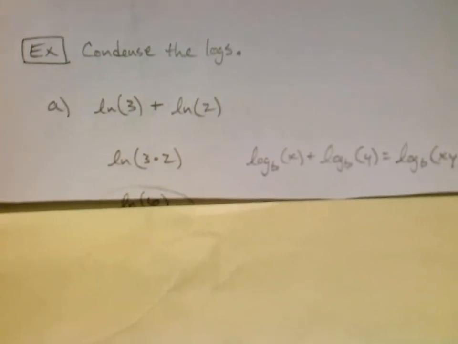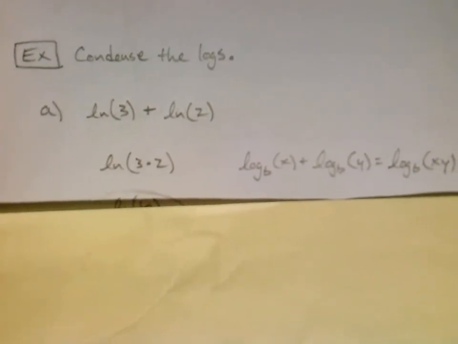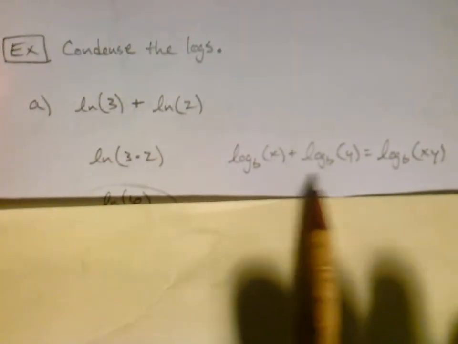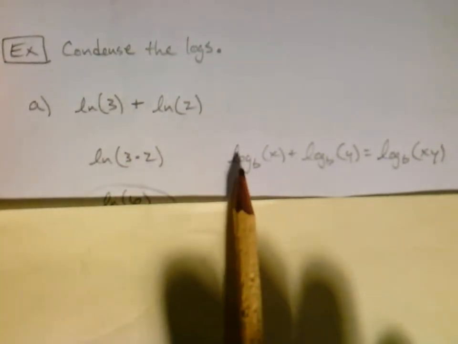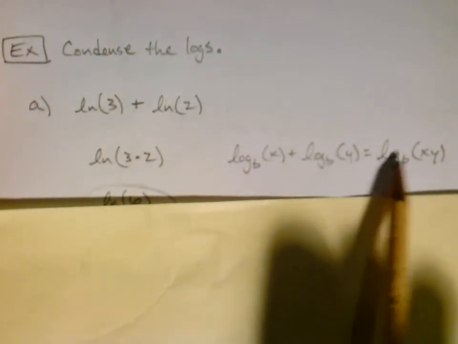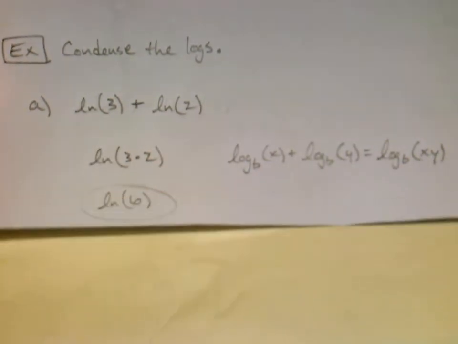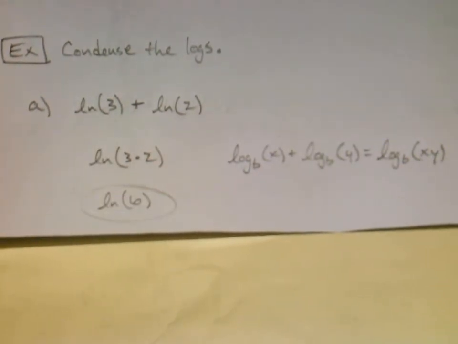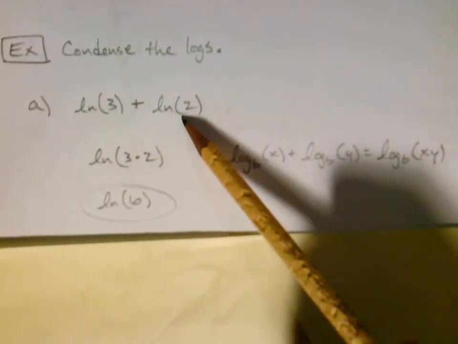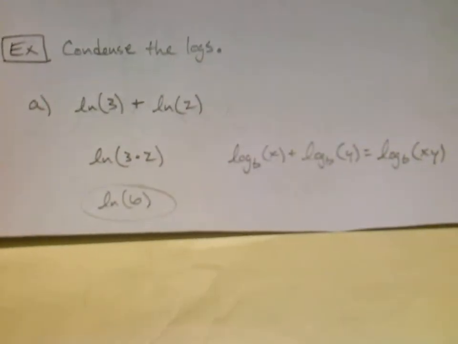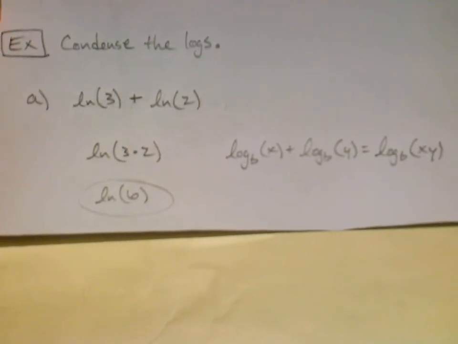Okay, so here's what we're going to do, and right there's the property that we're implementing. Here we have natural log in both cases. So it's the natural log of 3 times 2. Well, that's the natural log of 6, and we're done. We condensed these two into a single natural log. There you go. All right, that's that example.